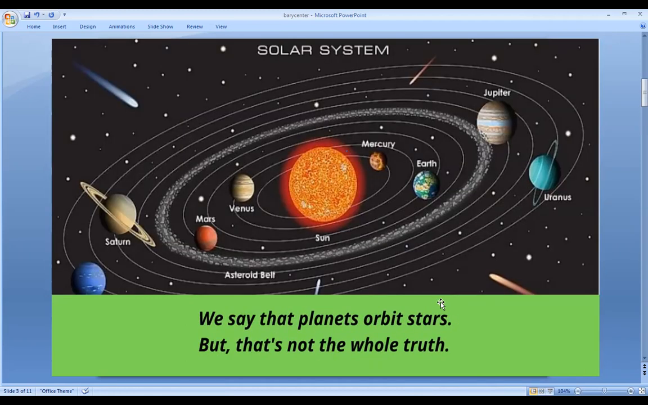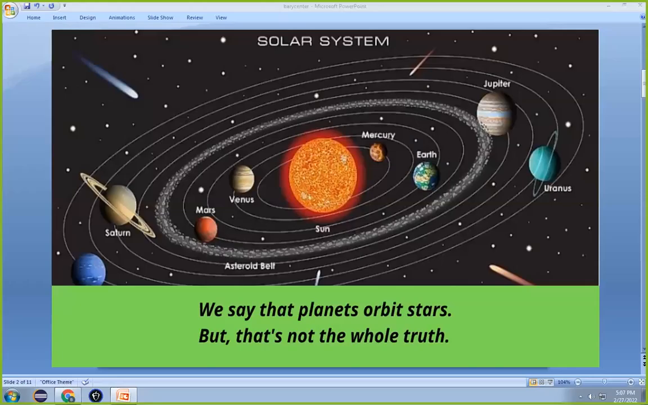Planets and stars actually orbit around their common center of mass. We cannot say simply that planets orbit the stars. The correct statement is that planets and stars actually orbit around their common center of mass. This common center of mass is called Barycenter.